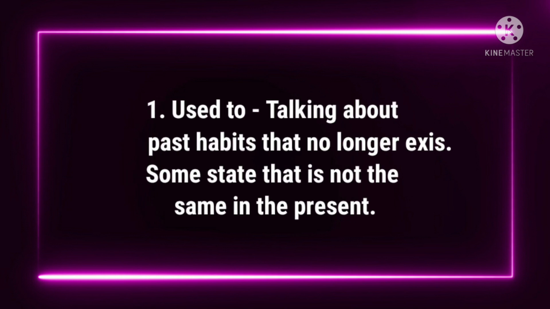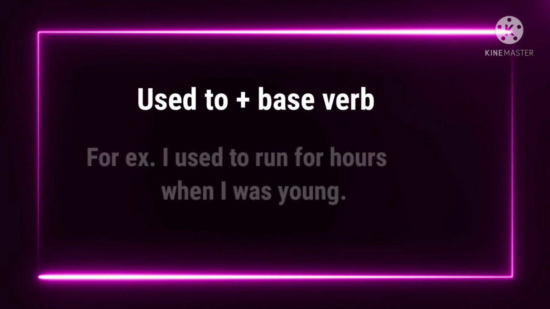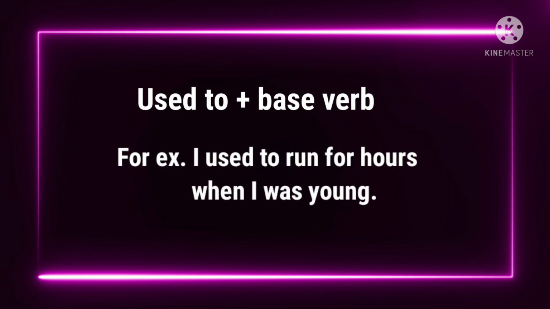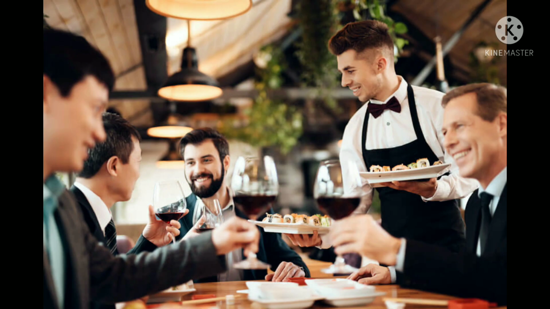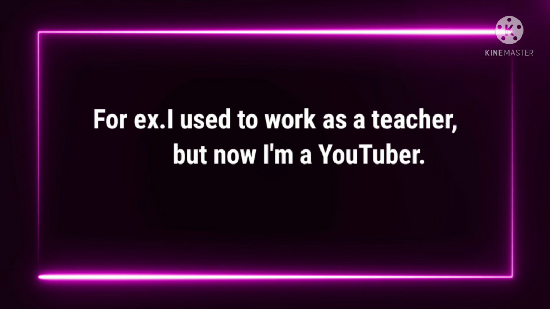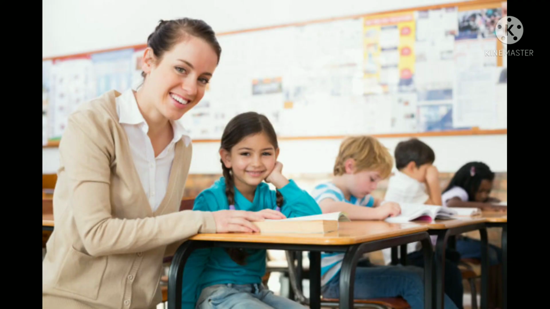You should use it like this: used to plus base verb. For example, I used to run for hours when I was young. Here you talk about your running habit in the past that you don't do in the present. To show a past state, you can say, I used to work as a teacher, but now I am a YouTuber. It talks about my past state, but right now I'm not into it.